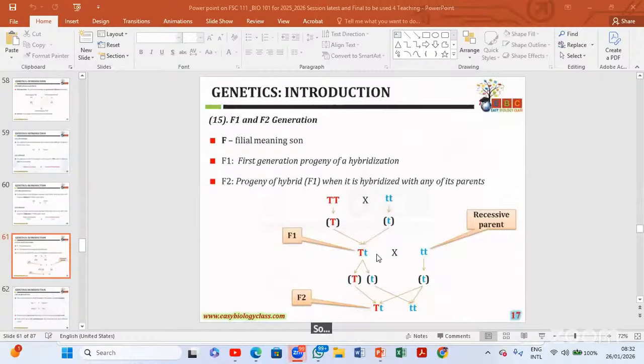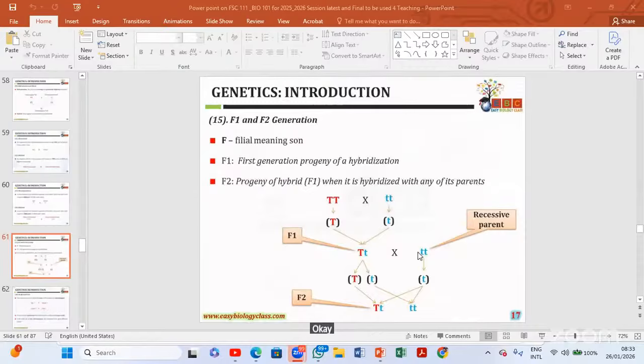Now, remember, we cross F1, which is heterozygous, of two parents that are homozygous. One is homozygous dominant, one is homozygous recessive. When we cross the two, we have F1 that are heterozygous. When you now cross such a heterozygous offspring with an individual that is homozygous recessive, just like one of the parents here, what we are doing is called back cross.